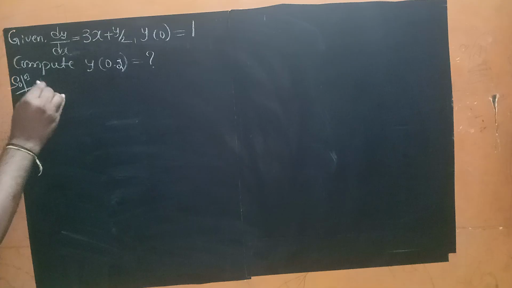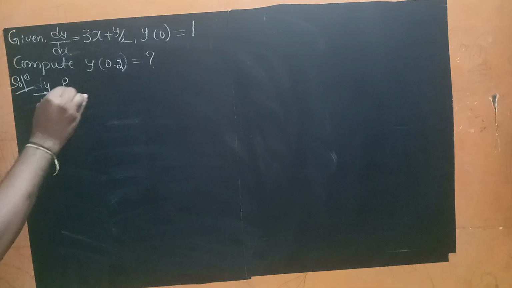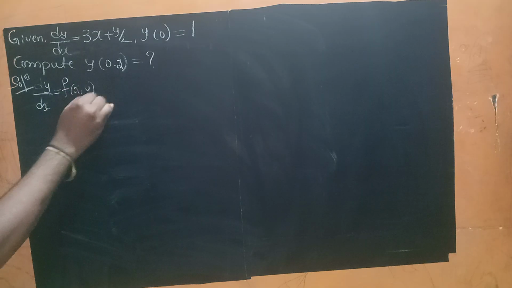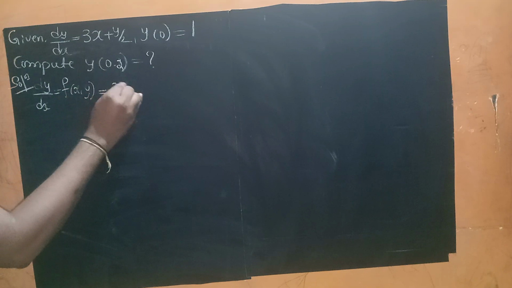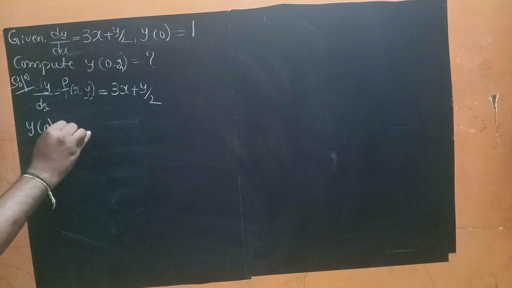Okay. So first, what is our important step here? We have to write the given details properly. So dy by dx is nothing but our function, that is f of x comma y. f of x comma y is 3x plus y by 2, and the condition they have given is y of 0 equals 1.